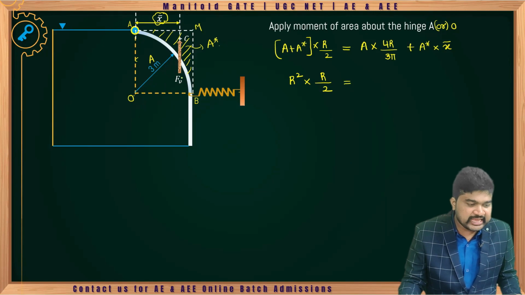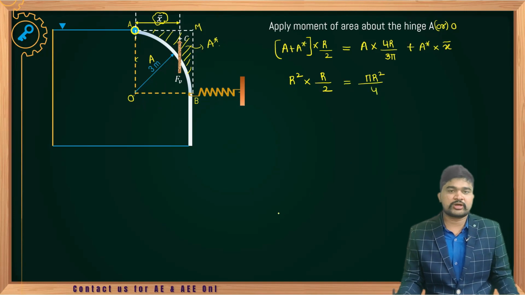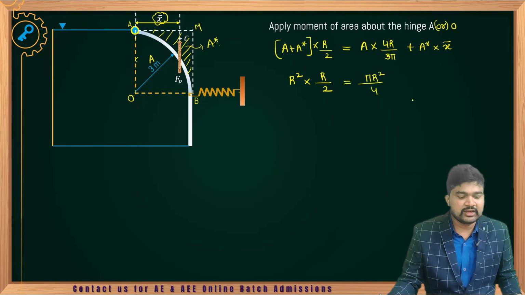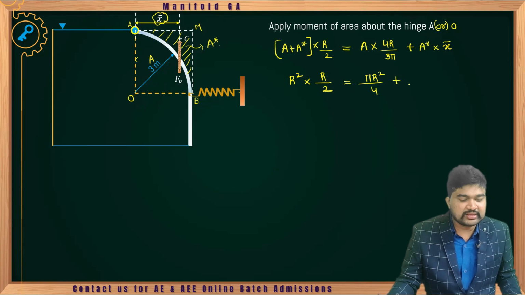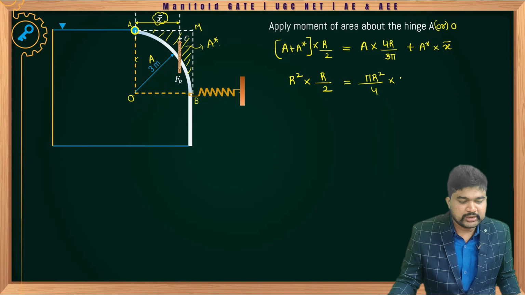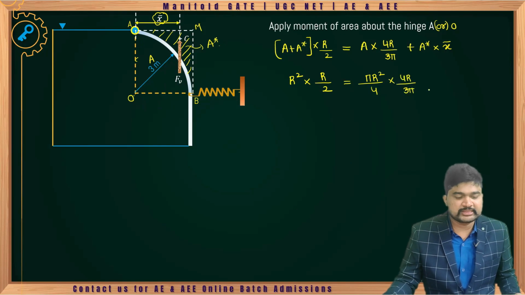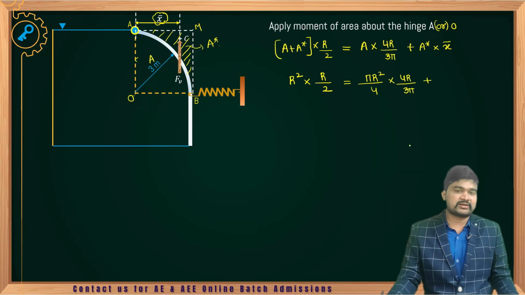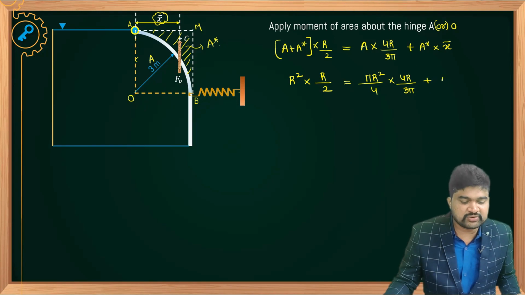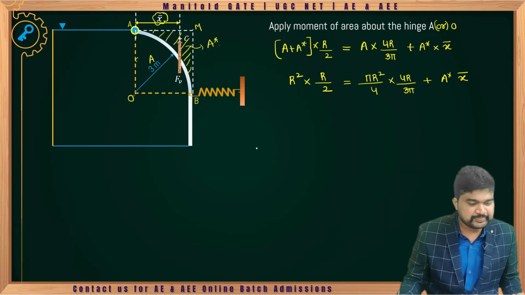Tell me what is the area A? Pi times R square by 4. That is the area. So what is the area into 4R by 3 pi? Into 4 times R by 3 pi plus A star. A star is nothing but what we just determined. This is X bar. Finally, what is X bar?